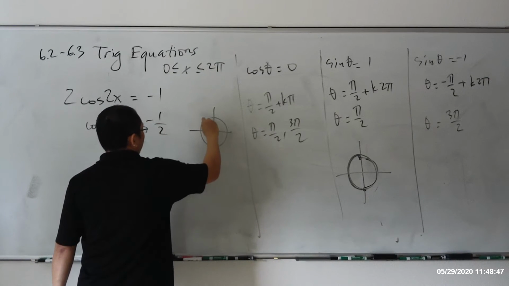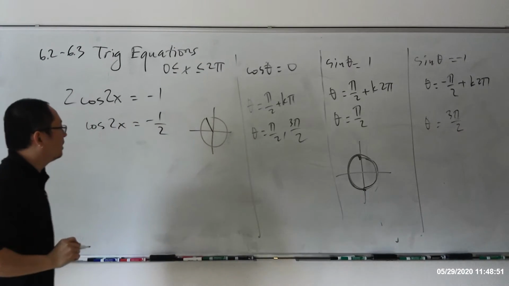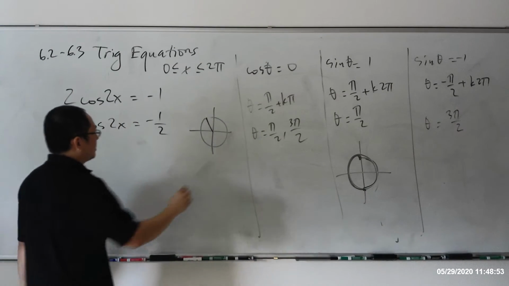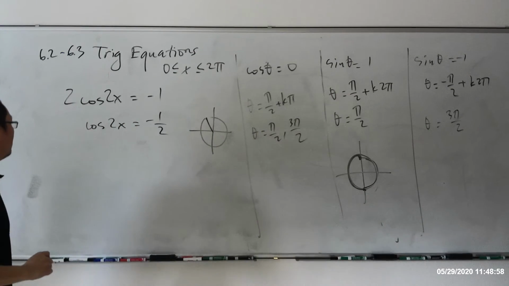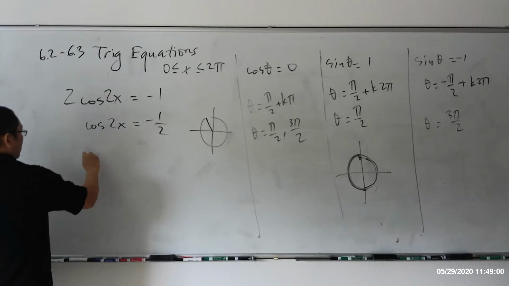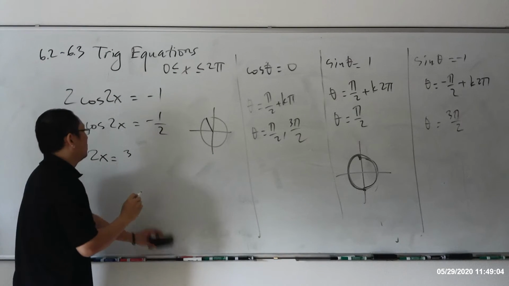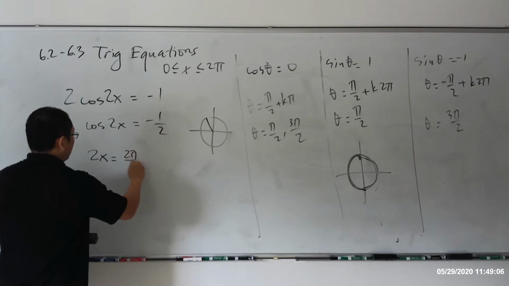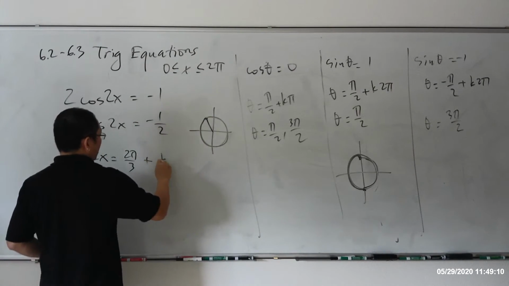Cosine equal to -1/2 is going to be right here. This is 30 degrees, so pi over 6 plus pi over 2, so 2 pi over 3. Okay, so 2x is equal to 2 pi over 3, and of course, keep adding k2 pi.